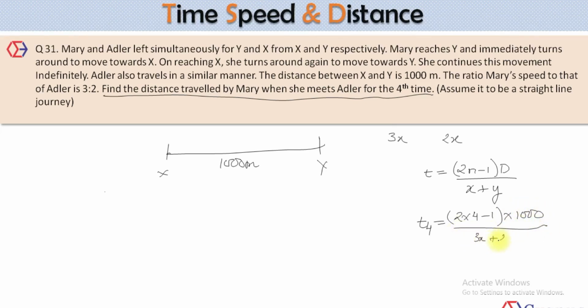That becomes 3x plus 2x. So I'll get how much from here? This is 8 minus 1, 7. You'll get 7000 by 5x. This much time is required to meet for the fourth time.